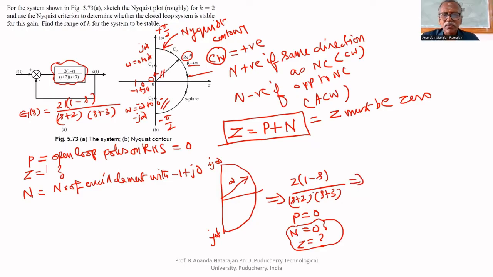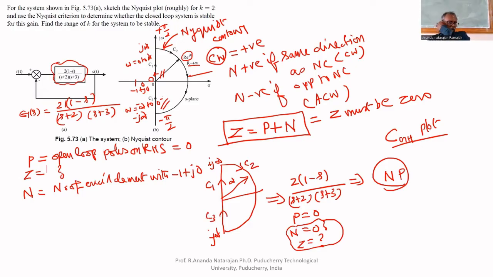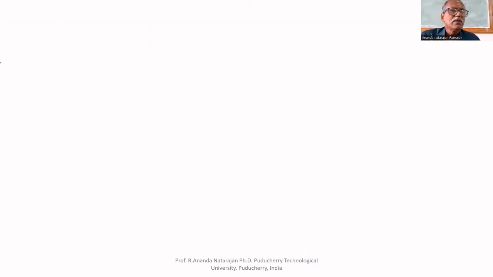If you map this, you will get the GH plot, that is called a Nyquist plot. To do that, this Nyquist contour has 3 segments. Already I said, C1, this is C2, this is C3. Let us do the mapping one by one. First, let us do the mapping for C1.